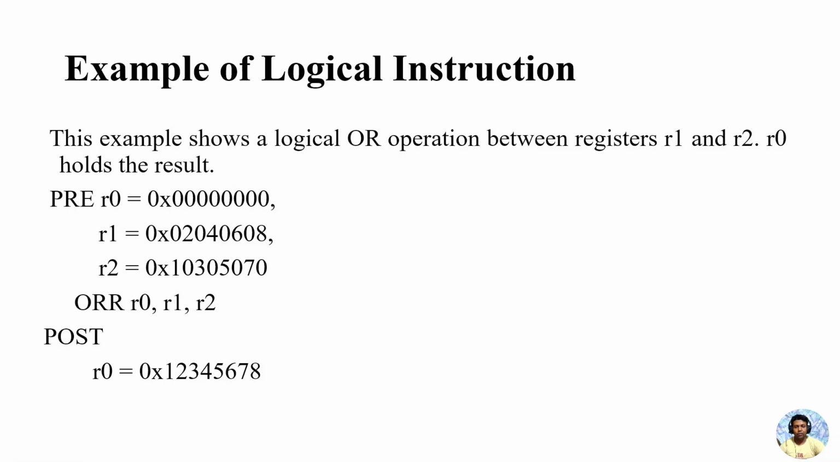Now let's see an example of a logical instruction. This example shows a logical OR operation between registers R1 and R2. R0 holds the result. In the pre, R0 holds 0, R1 and R2 hold hexadecimal values. ORR R0, R1, R2: R0 is the destination, R1 and R2 are the sources. In the post, after the execution of the instruction, R0 holds the hexadecimal value.